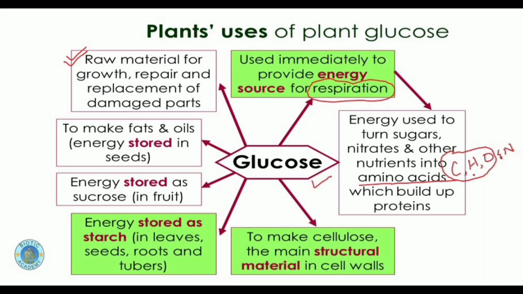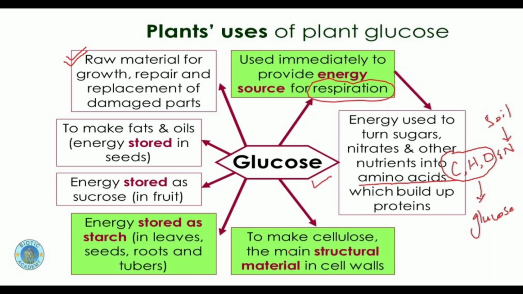The plant gets this carbon, hydrogen, and oxygen in the form of glucose through photosynthesis, and it absorbs nitrate ions from the soil, and then these elements join together to form the basic structure of protein molecules. So it uses that glucose for the formation of protein molecules. That protein is used by the plant to make new cells and to make protoplasm.